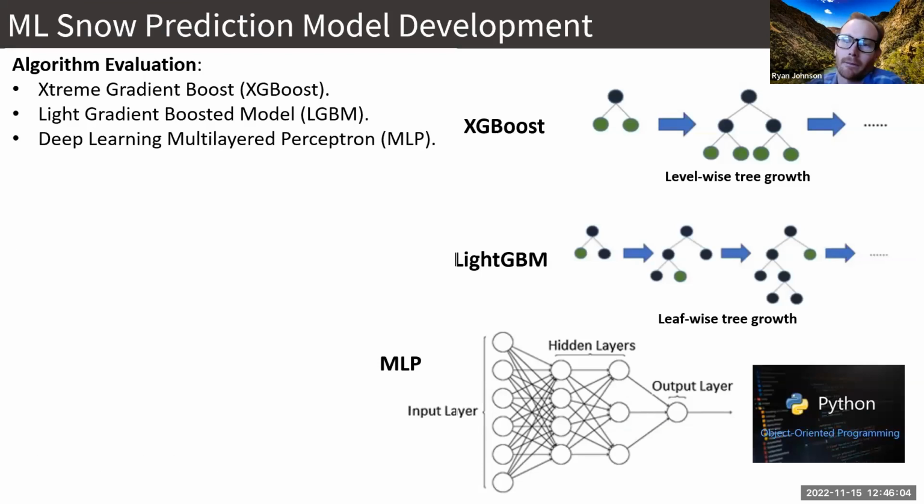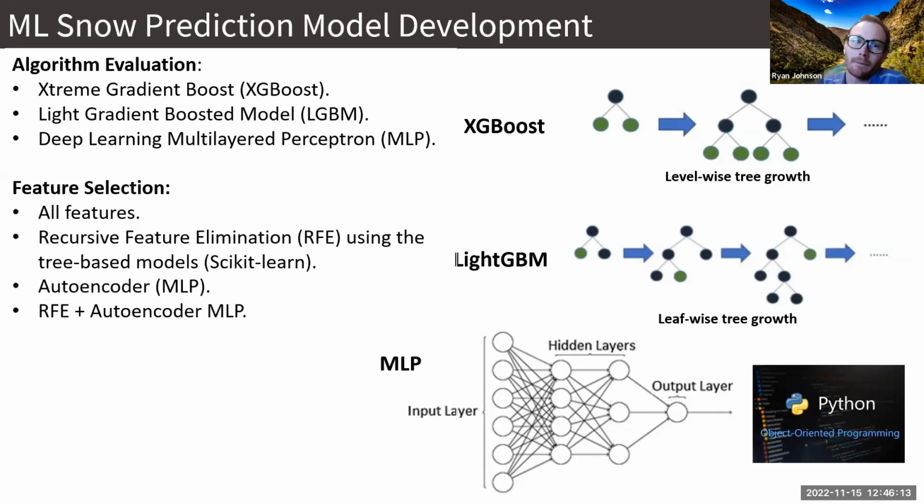For the algorithm evaluation, we built models for XGBoost, light gradient boosted model, and then a deep learning multi-layer perceptron network. And then for feature selection, we evaluated multiple dimensionality reduction methods, and we ended up finding that recursive feature elimination was our optimal feature elimination algorithm.